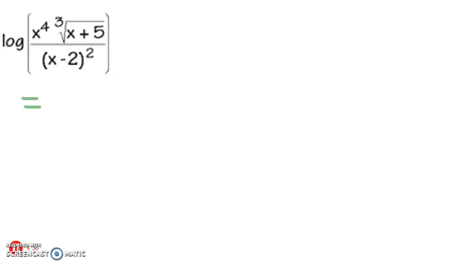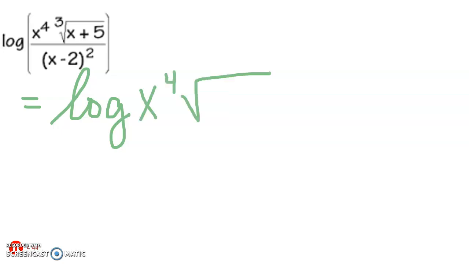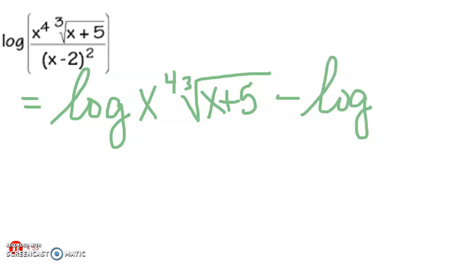Okay, to expand this, this would be log x to the 4th times the cube root of x plus 5 minus log of x minus 2 squared. Because remember that the division bar here, we're dividing, so to expand it, that's a subtraction of logs problem.